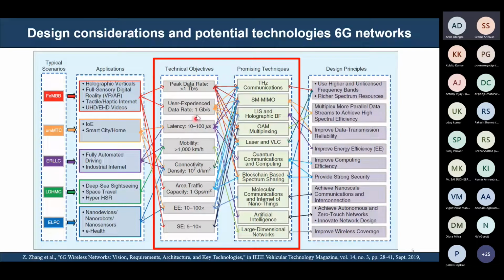What we have discussed, such as peak data rate, high user experience data rates, low latency, high reliability, and other things are very much targeted here. So we can see here how we are going to do that. First and foremost, we have to deploy the terahertz communication band, which is my point one.